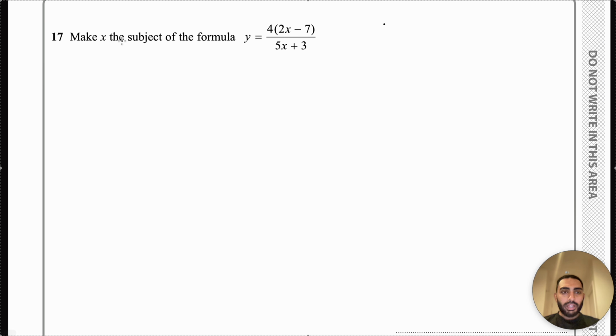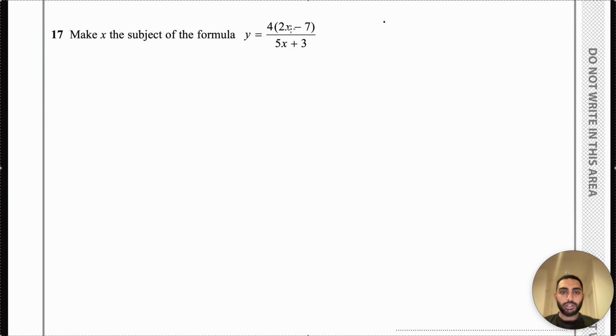Question 17. Make x the subject of the formula y is equal to 4 brackets 2x minus 7 over 5x plus 3. The first thing that I can see here is I've got x's on my numerator and my denominator. So I need to try and get them all on the same line first before I try to make it the subject. I'm trying to get one of these x's on its own and the rest of it on the other side.